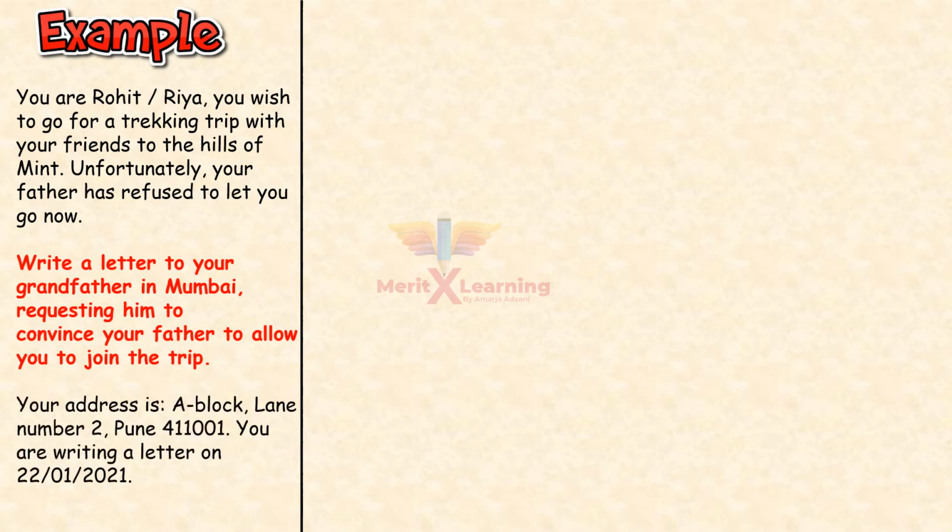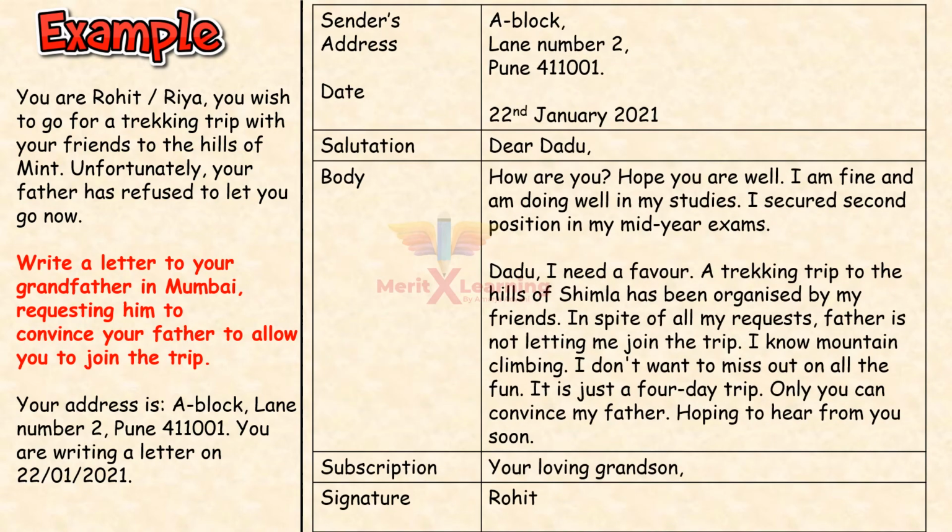Your address is A Block, Lane number 2, Pune 411001. You are writing a letter on 22/01/2021. Now let us look at the format. How do we write a letter? So here everything starts at the left hand side. Okay, so the sender's address. Here comes the sender's address. We have written the sender's address. It is given in the question. The sender's address is A Block, Lane number 2, Pune 411001.